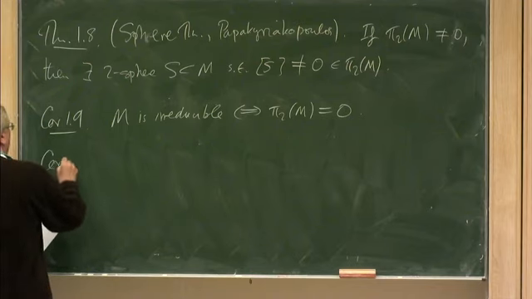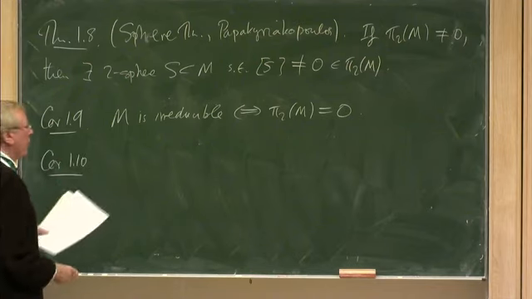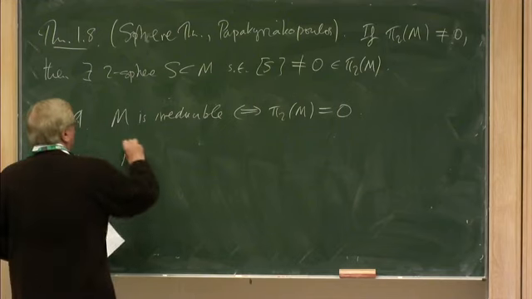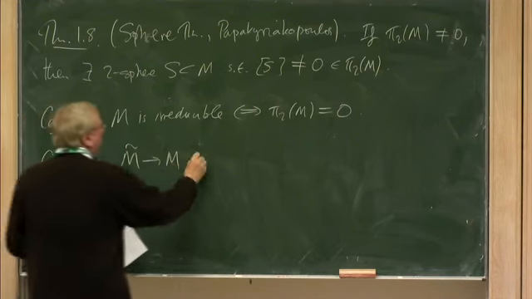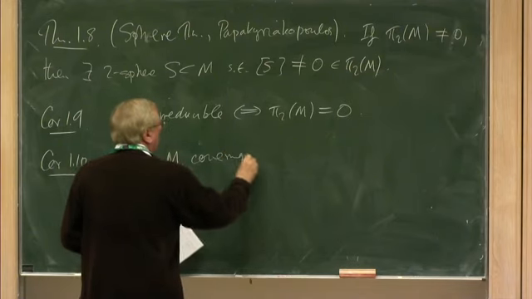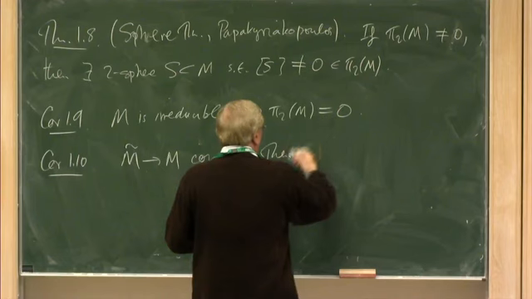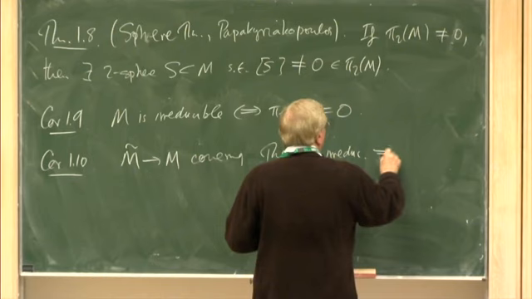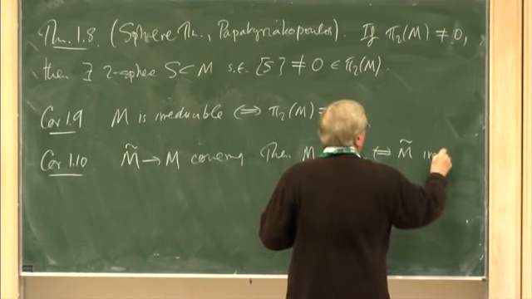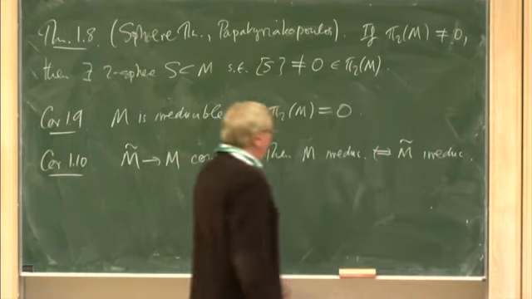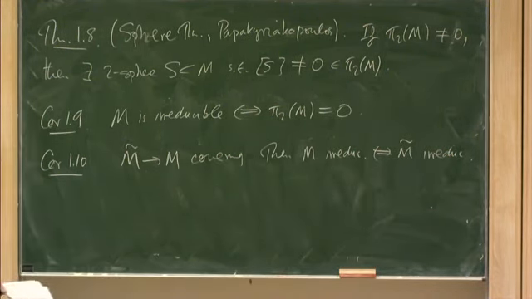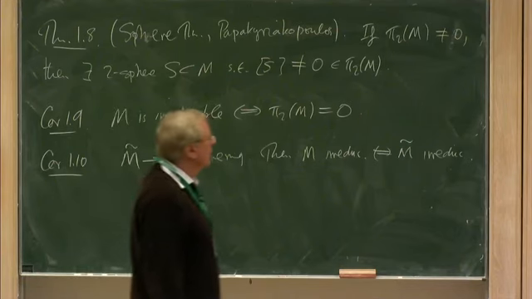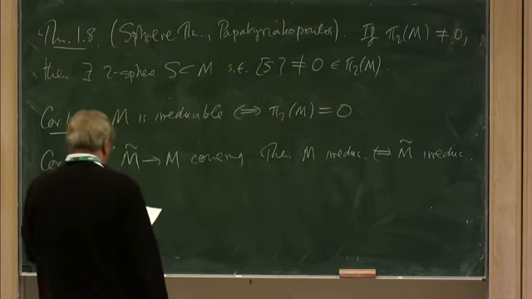And as a consequence of this, because pi 2 behaves well with respect to covering spaces, you immediately get the statement that if you have a covering space, then M is irreducible if and only if M tilde is irreducible. Remember, we're allowed to assume the Poincare conjecture. I should mention that. This was known before the Poincare conjecture, but the proof was very hard.